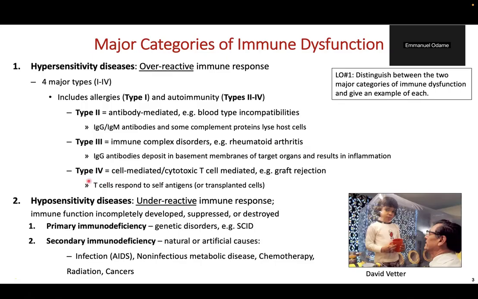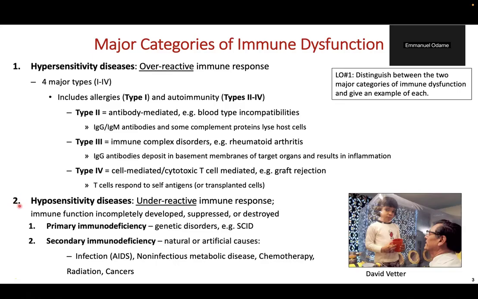And the type 4 is cell mediated or cytotoxic T cell mediated. And a clear example is graft rejection, when someone, let's say, gets a transplanted organ and then the body does not accept the organ. That's when you have a type 4 hypersensitivity disease. And basically, what results is that the T cells respond to the antigens coming from the transplanted organ as a foreign pathogen instead of recognizing it as self.